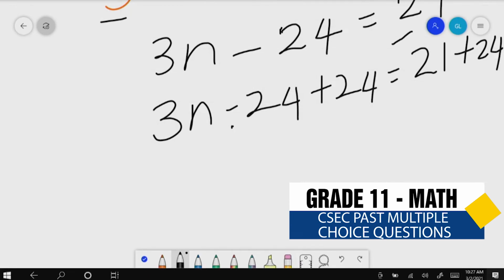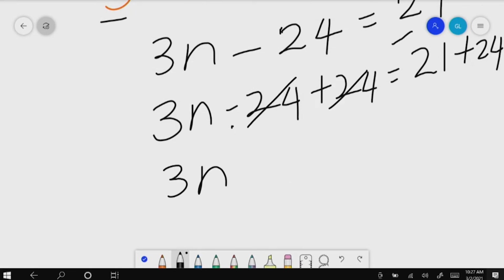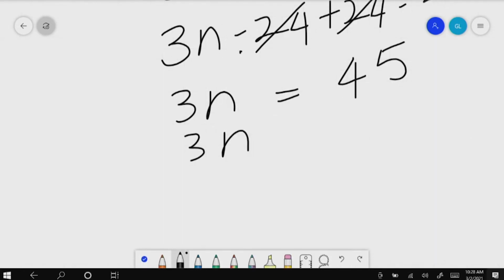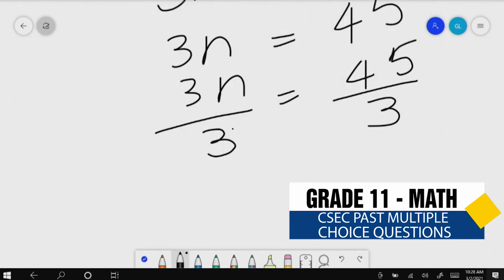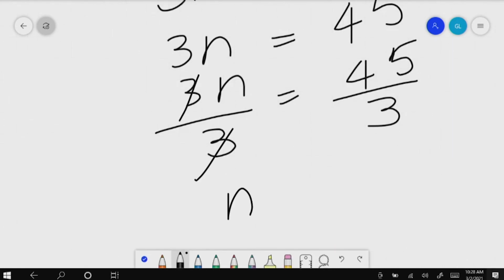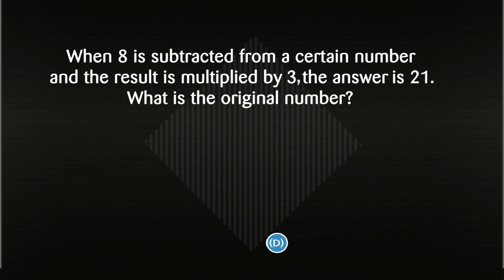In simplifying, 3n would equal 45, where this number n, in further balancing our equation, should equal 45 divided by 3, where n would equal 15. So the solution for our question is D, 15.